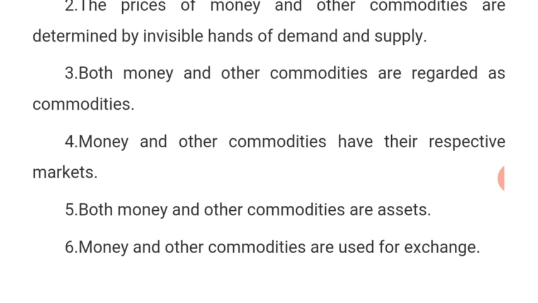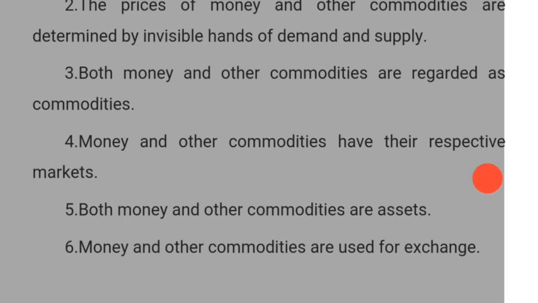Number six, money and other commodities are used for exchange. Since we have said that money can also be bought and sold in the market, in the forex trading market, commodities can also be used to have another thing. Money can be used to have another thing. Commodities can also be used to have another thing. So those are the similarities between money and other commodities.